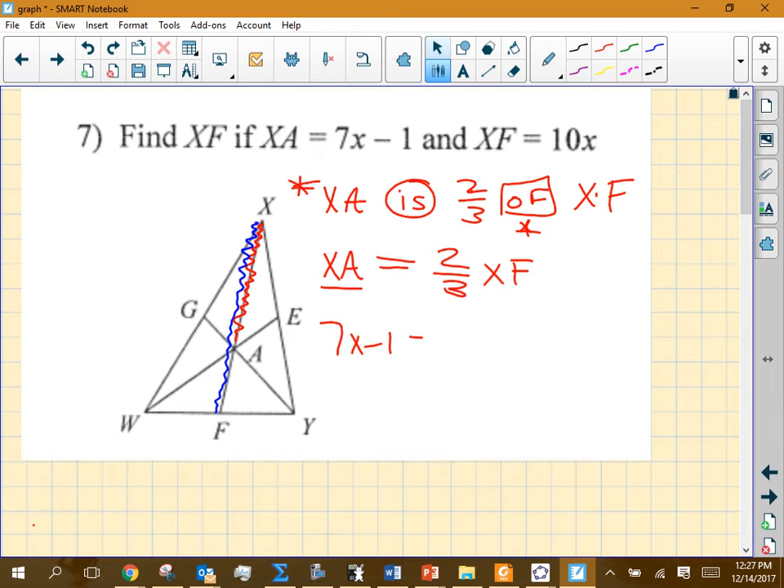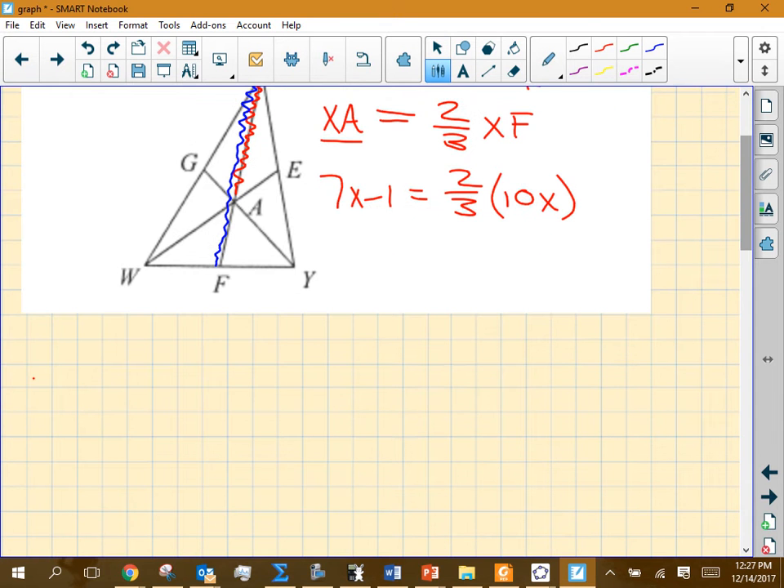So now it's just a matter of whether you want to plug in 7x minus 1, leave your 2/3, and then plug in 10x. Okay? I'm not saying I'm going to do it the right way or the way that you would do it, but when I multiply that 2/3 by 10, that's 20/3. That's really not a nice number. But it's just options. You can multiply both sides by 3 right away and get 3 times 7x minus 1 equals 2 times 10x. Okay, that's nice because you got rid of fractions, right?